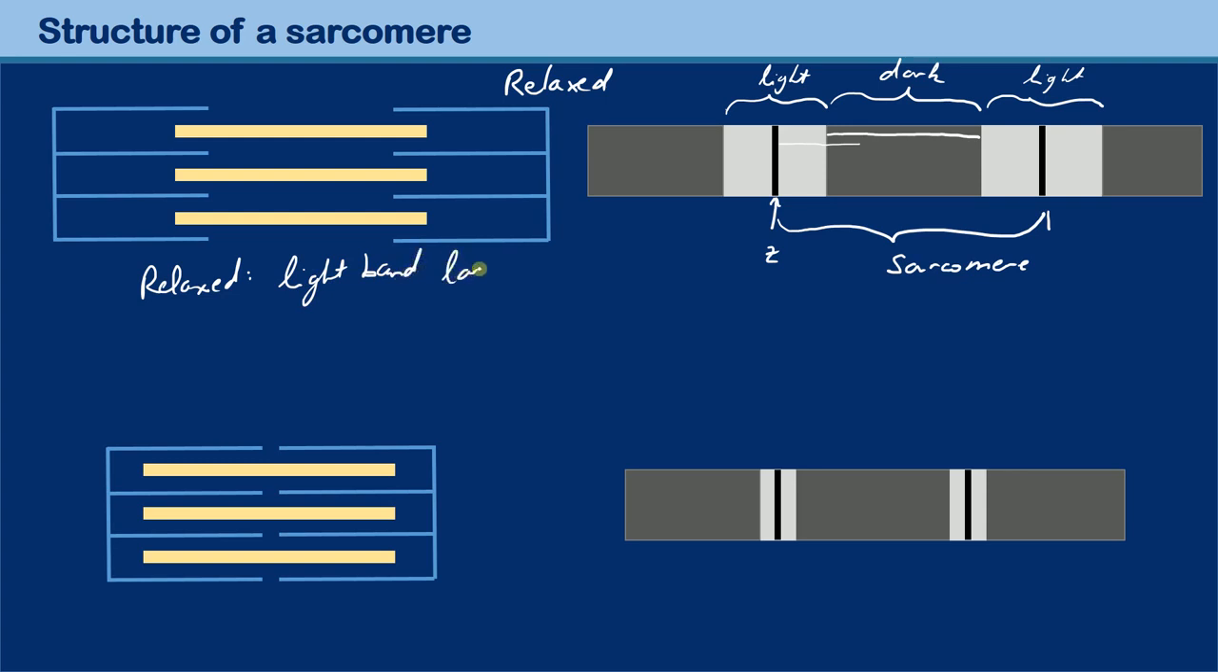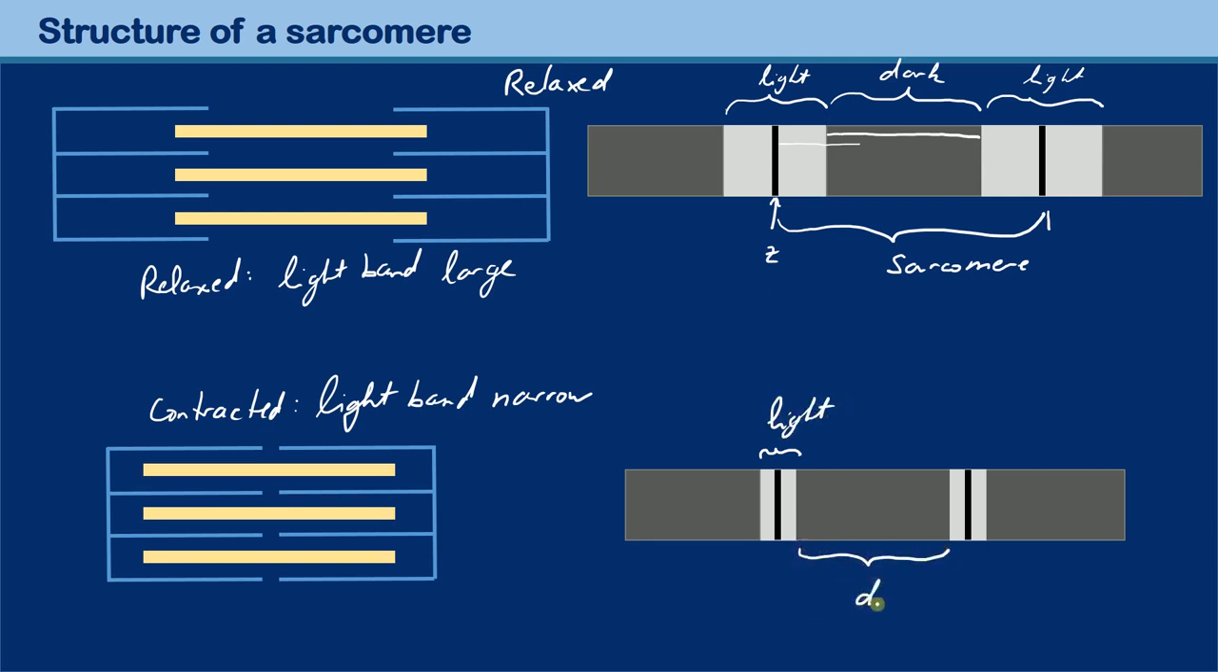is large. And down here we have a contracted state, and you see that the myosin did not change. That's contracted. What happens is the actin and the myosin slide past each other, but the myosin did not change in length, and the light band is narrow. So you see over here, the light band is narrow, but the dark band did not change. That is important. The dark band, that's the myosin, did not change in length.